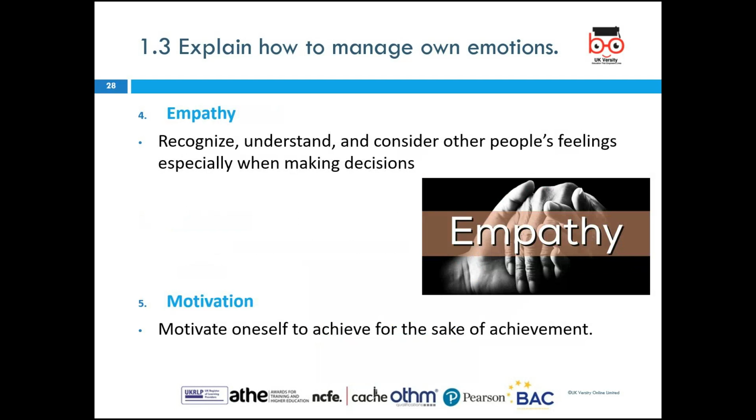Then you've got empathy. So you're going to recognize, understand, and consider other people's feelings, especially when you're making decisions that might be difficult as well. So you've got to really empathize with how is what I'm saying now going to affect this person. And then motivation. So motivate yourself so that you can achieve things, for the sake of achieving it. So you can reach your goals and targets and get to where you want to go.